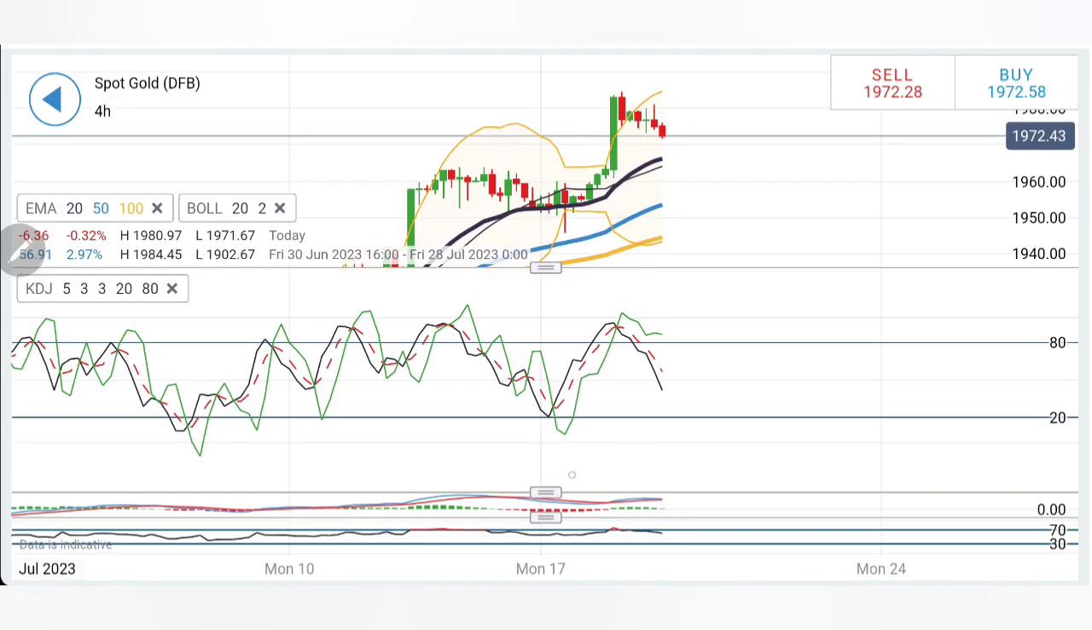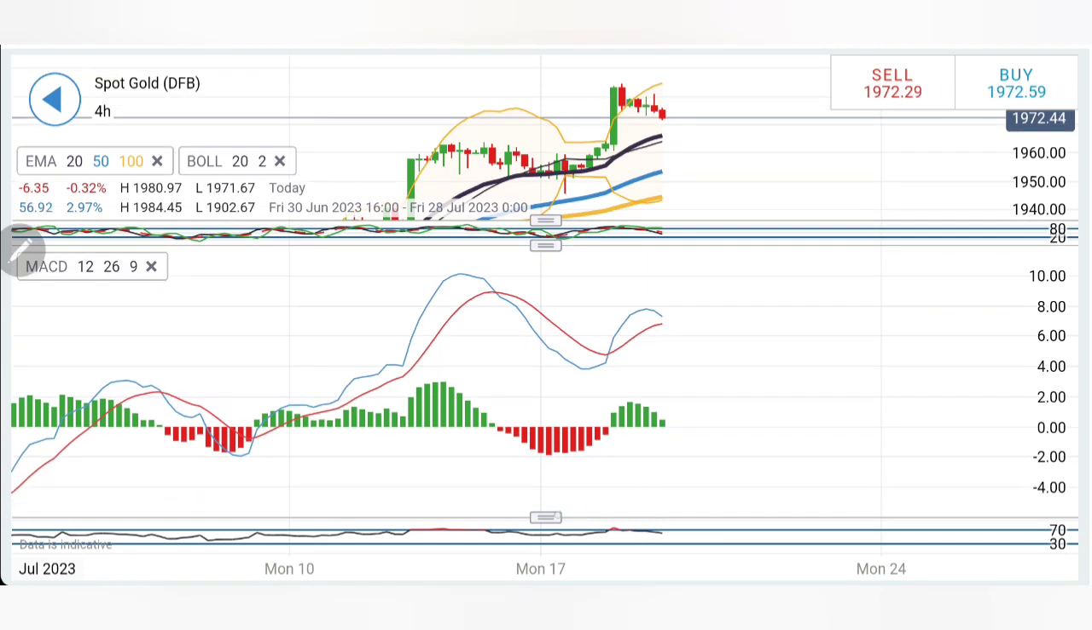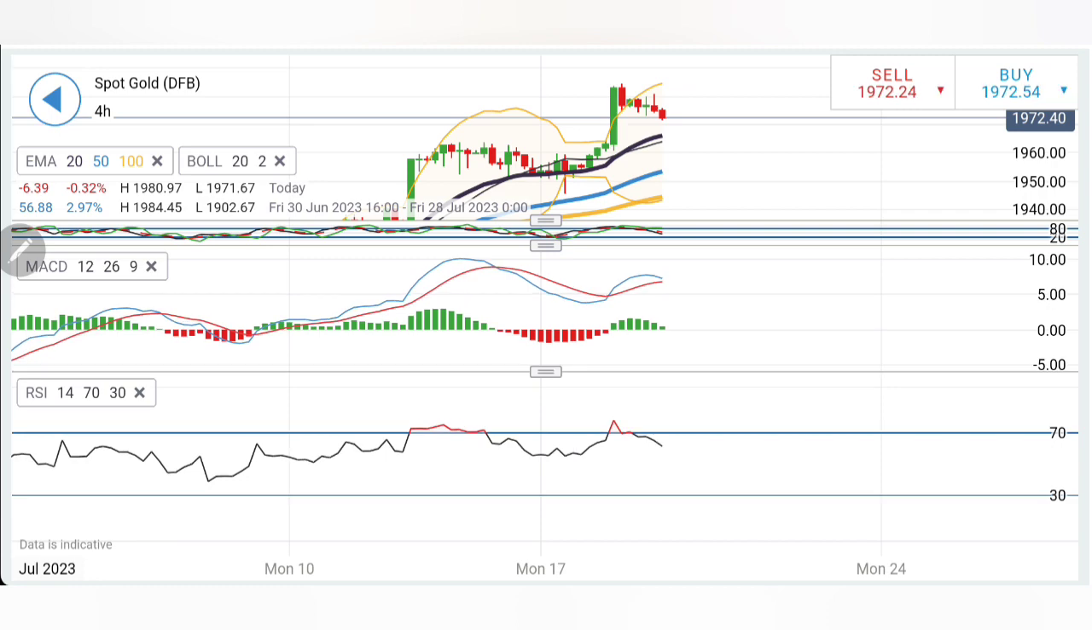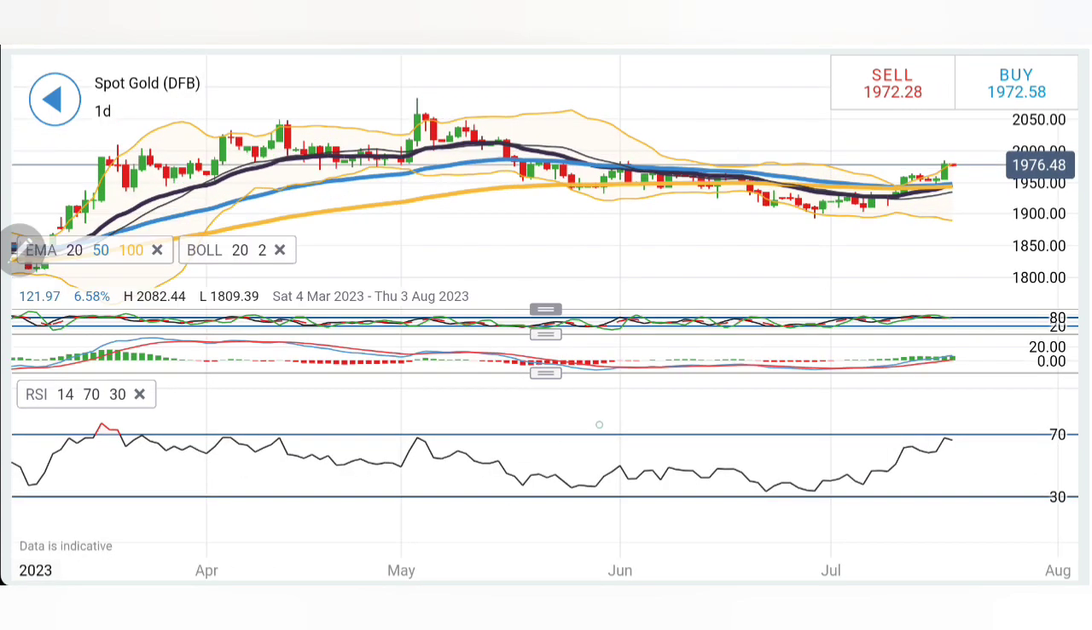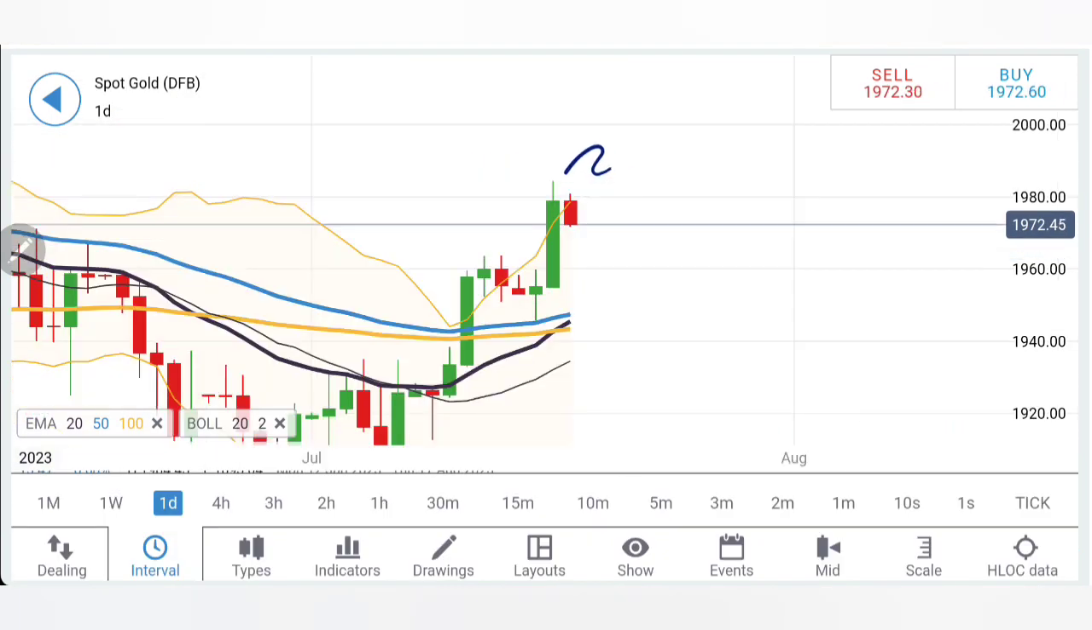Our stochastic is looking down here. MACD is also bullish in green, trying to crossover for a sell. RSI is looking down here, and coming to the daily charts. Now see on the daily charts, double top here, and see it failed to stay above 1980. It was outside Bollinger Bands, and that is why it is getting a pullback.